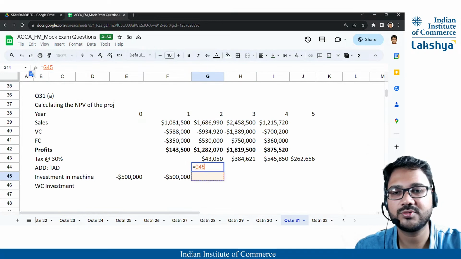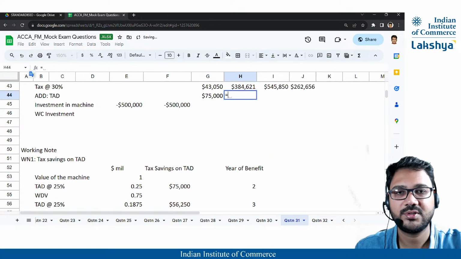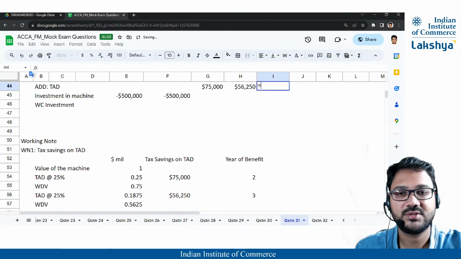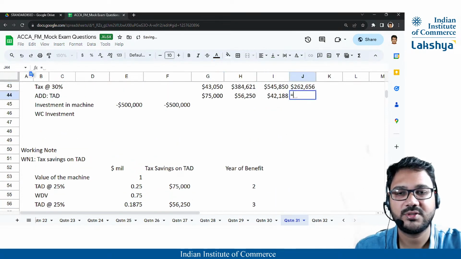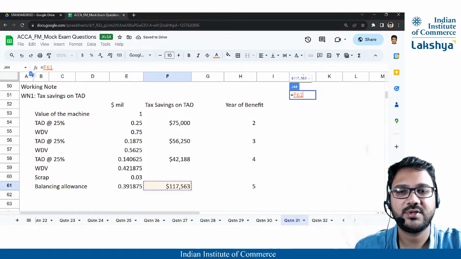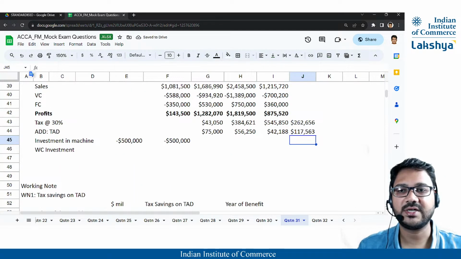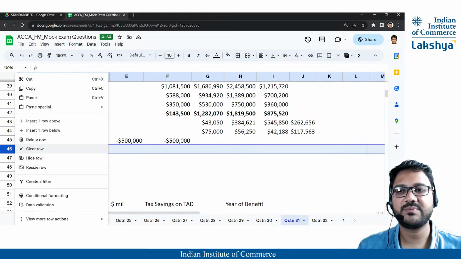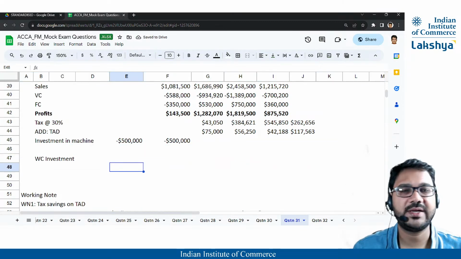So in year 2, we are going to get 75,000. Year 3, 56,250. Year 4, 42,118. Year 5, 117,563. Okay, that's our tax savings. Then investment in machinery, and then there is also scrap we can add. Okay, so scrap we can add at the very end.